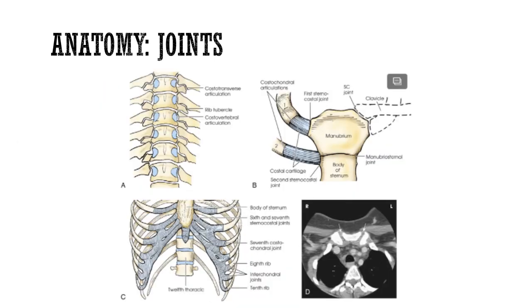And here's just an appearance of looking at the joints. We have the costotransverse and the costovertebral, showing that both are gliding. Here's the SC joint, which is also gliding, just showing, looking at the picture.